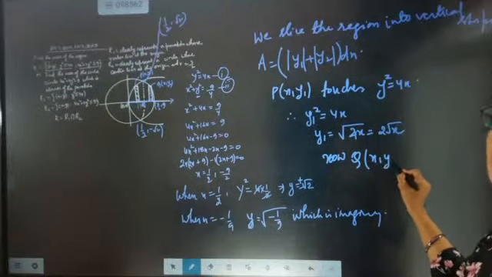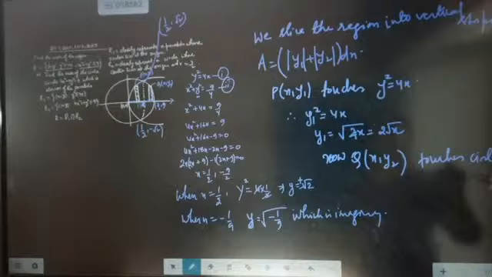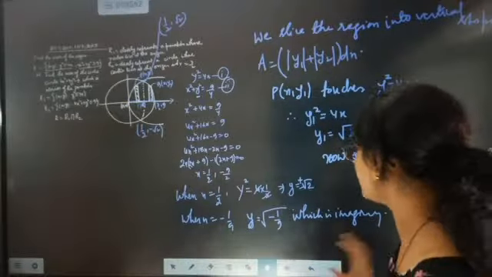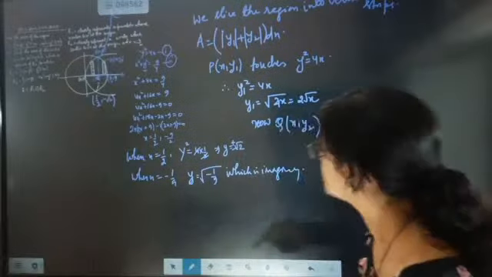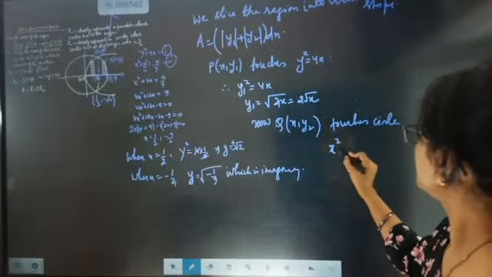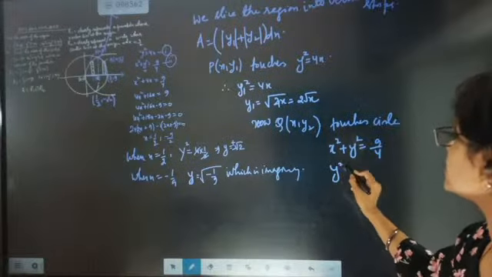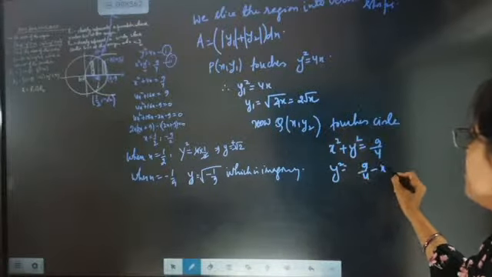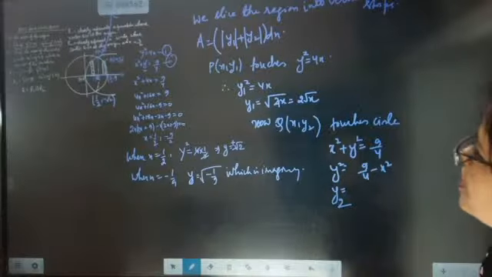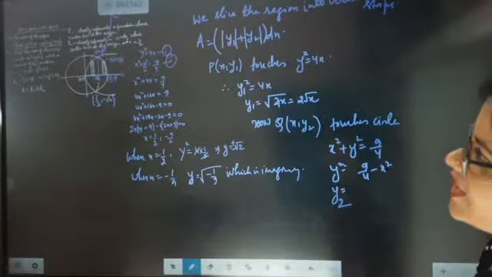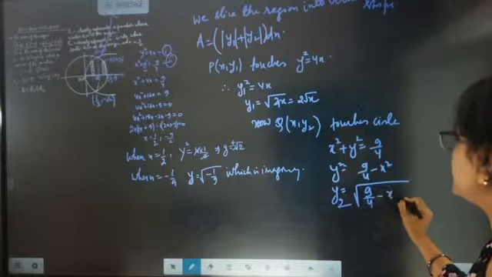Q x y2 touches the circle. When it is touching the circle, the equation of the circle given is x square plus y square equal to 9 by 4. So y square will be equal to 9 by 4 minus x square. So this part will become y2, that part is y1, this part is y2. It is exactly going to come as root of 9 by 4 minus x square.